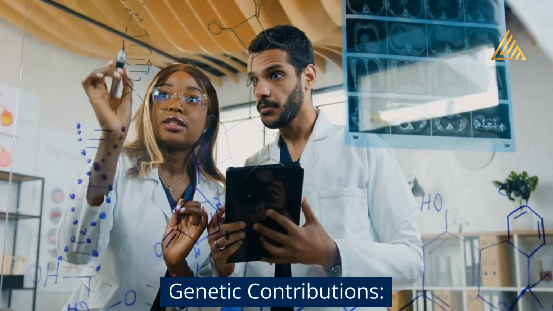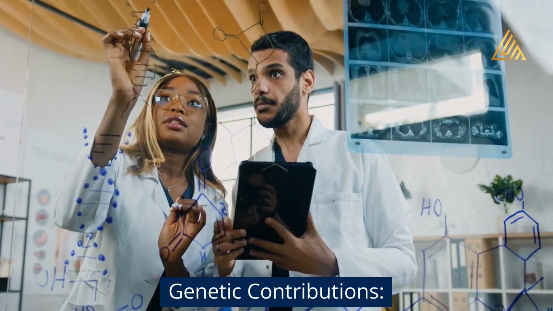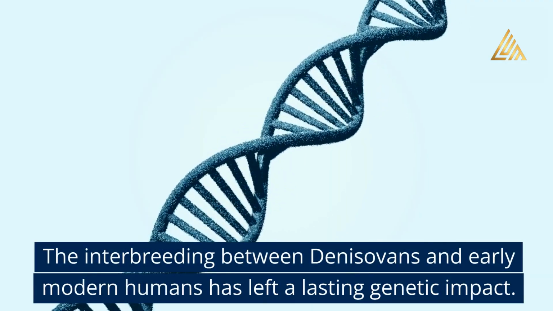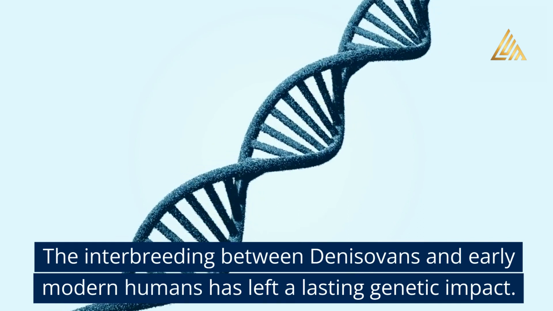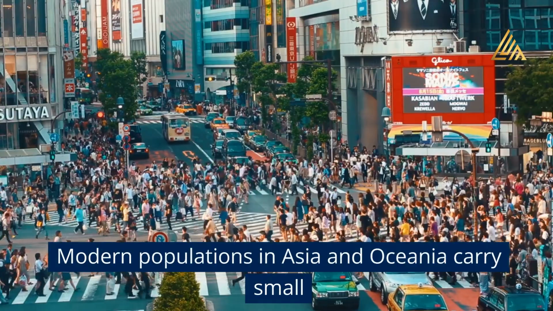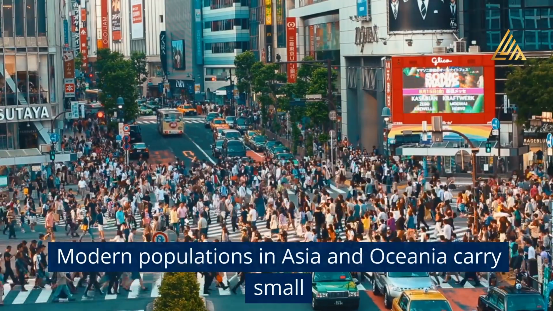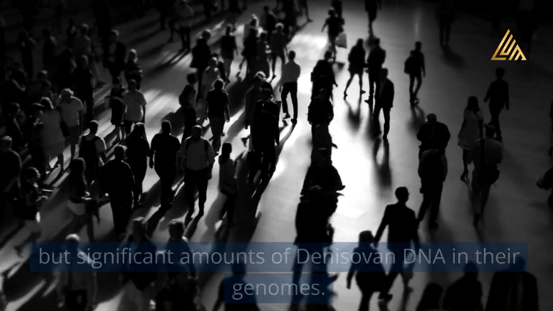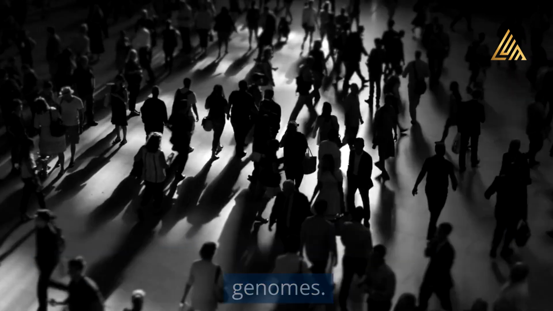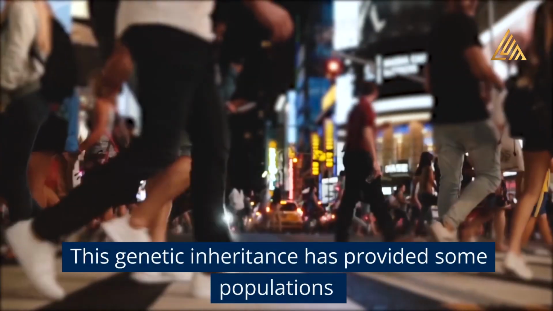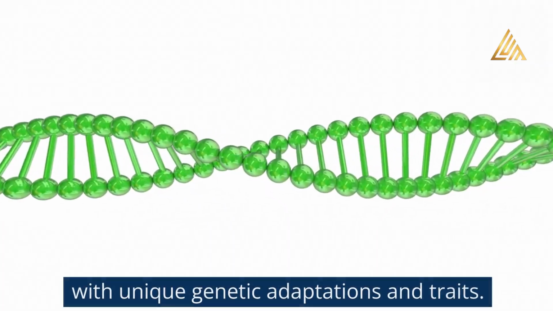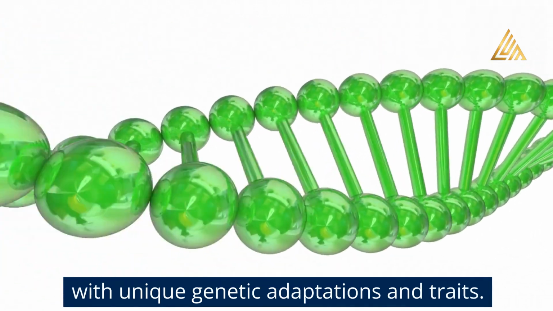Genetic contributions. The interbreeding between Denisovans and early modern humans has left a lasting genetic impact. Modern populations in Asia and Oceania carry small but significant amounts of Denisovan DNA in their genomes. This genetic inheritance has provided some populations with unique genetic adaptations and traits.